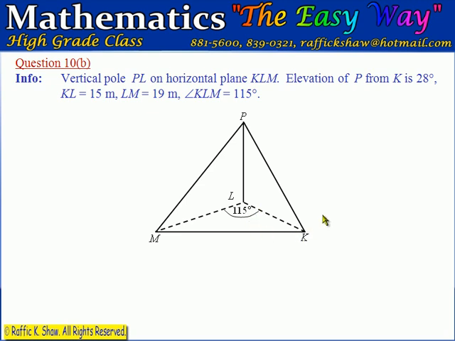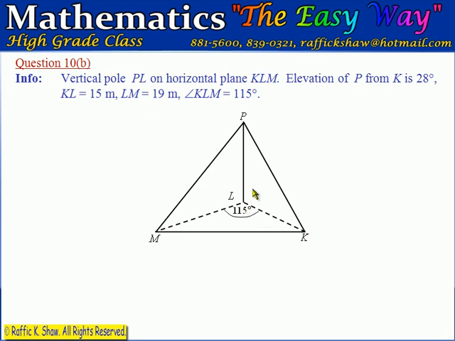Now what we must recognize here is that we have a three-dimensional situation. We have two triangles that are in the vertical plane, this one and this one, and this triangle is on the horizontal plane, right? So we have a three-dimensional situation. This line is vertical, but this line KL is horizontal. Again, this line is vertical and this is horizontal, and the angle between vertical and horizontal is 90 degrees.